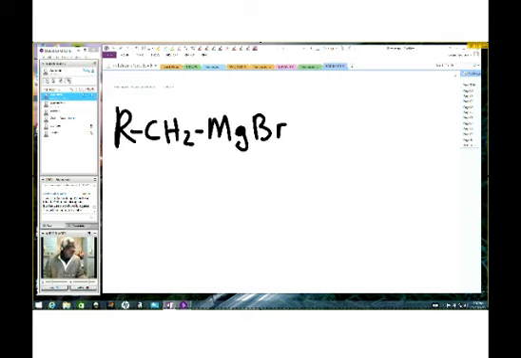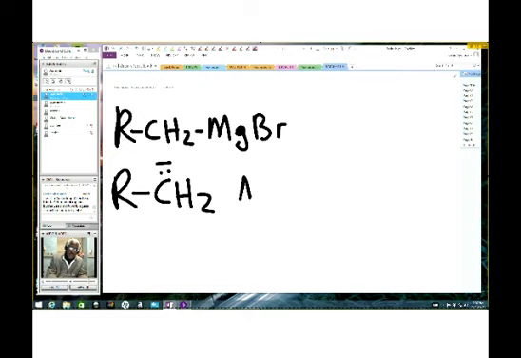Okay, this is a Grignard reagent in which magnesium is bonded to a carbon atom, and that magnesium is also bonded to a bromine atom. With regard to the Grignard reagent and the reaction mechanism, I would like for you to think of the Grignard reagent as this type of molecule here, in which case the bond between magnesium and bromine is an ionic bond.